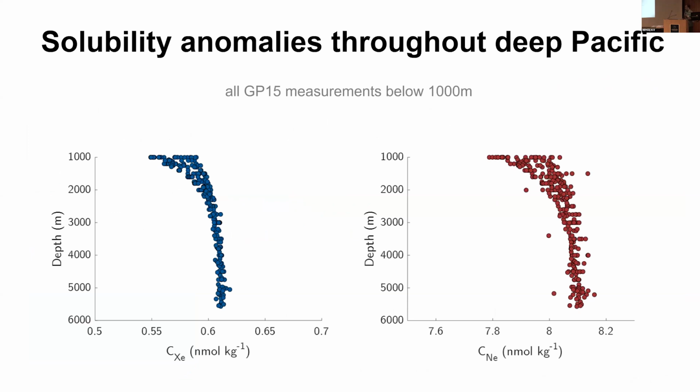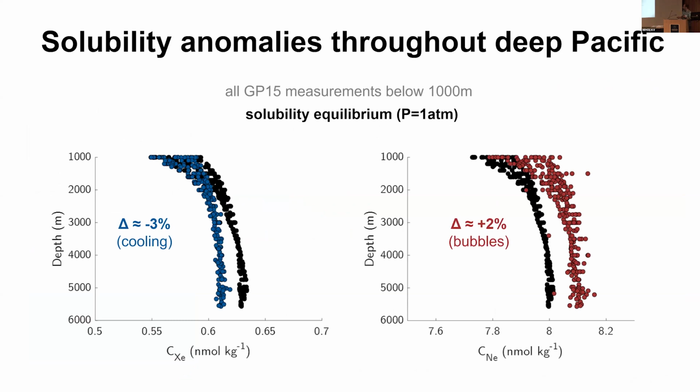And so here's all of the data first, right? On the left, you can see concentrations of xenon in the deep ocean below 1 kilometer. On the right, concentrations of neon below 1 kilometer. And in black, you can see what we expect at equilibrium. Right? And so there's a persistent disequilibrium and undersaturation of xenon, 2% on average, and a supersaturation of neon.